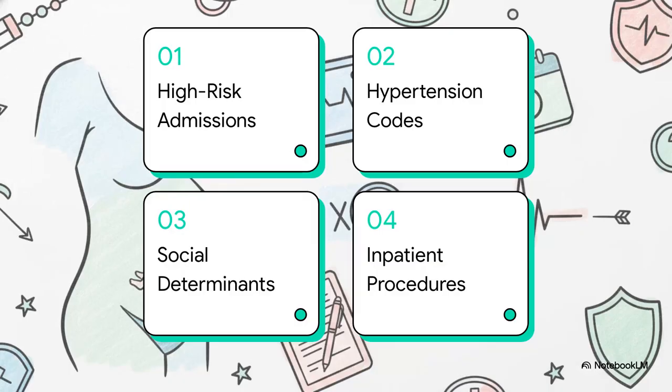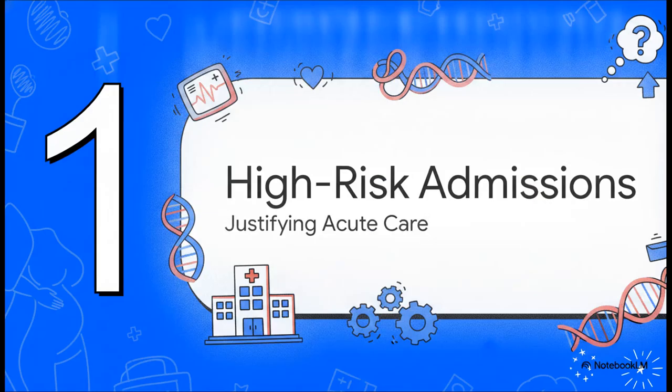Okay, let's dive into this. Here is our roadmap for today. First, we'll cover high-risk pregnancy admissions. Second, hypertension and pre-eclampsia codes. Third, malnutrition and social determinants. And finally, coding inpatient procedures accurately. Let's get started. Section 1.